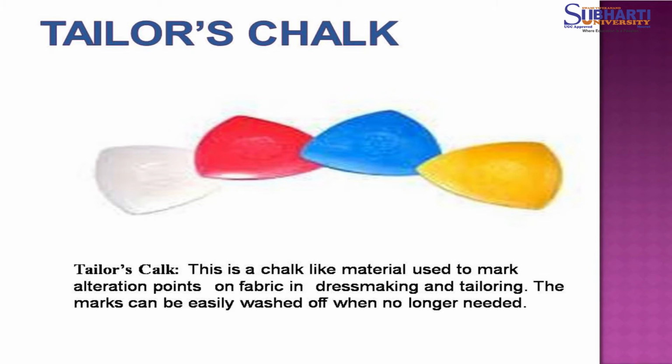So the next tool is a very basic and fundamental tool, the tailor's chalk. You can see in the PPT an image of tailor's chalk. This chalk-like material is used to mark alteration points on fabric in dressmaking and tailoring. You must have visited a tailoring shop and seen a tailor drawing lines on a piece of fabric with the help of chalk. So this is the same chalk, the tailor's chalk. The marks can be easily washed off when no longer needed. So it is not permanent.